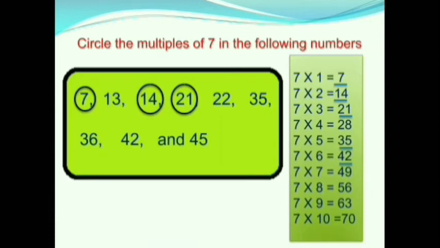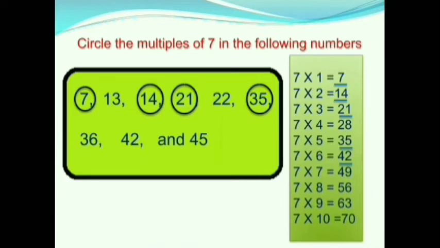Next number is 35. 35 is there in 7 table. Yes, 7 fives are 35. So we will circle 35. Next number is 36. 36 is there in 7 table. 36 is not there in 7 table. So we will not circle it.